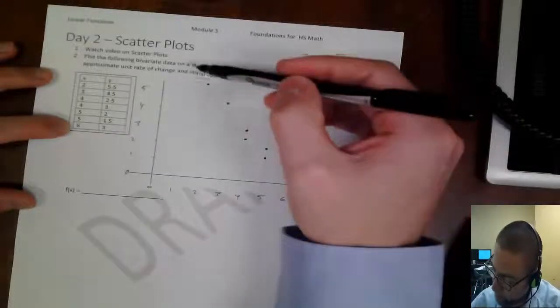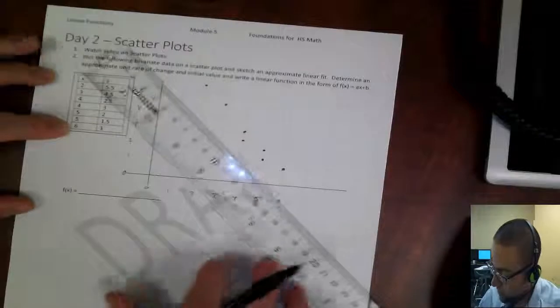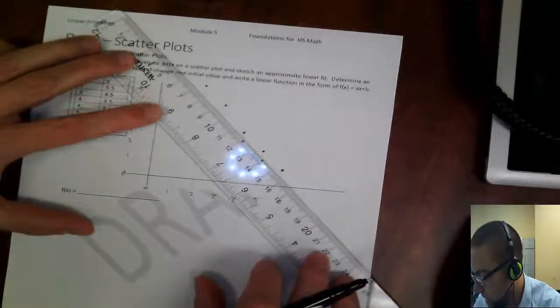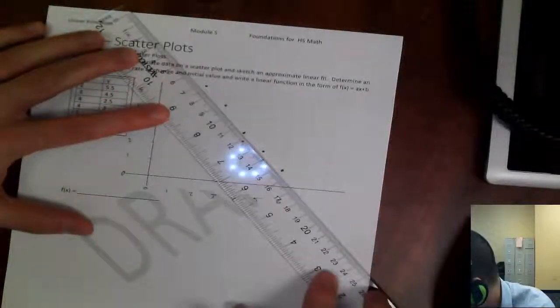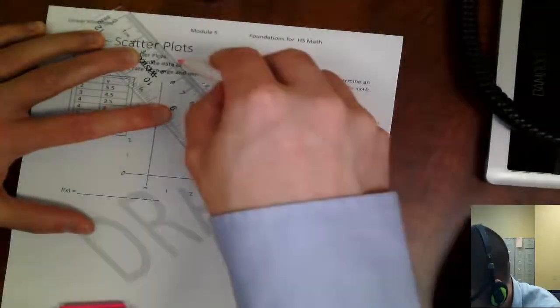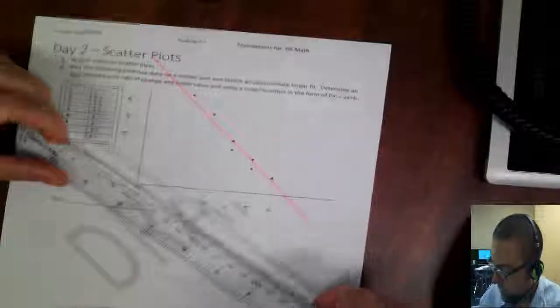So when I want to approximate these values, I can take my ruler, or you could take like an uncooked piece of spaghetti, something that's straight, and approximate the line. So you want to kind of have as much below as there is above, and I think this is probably a good fit there. Looks pretty good.